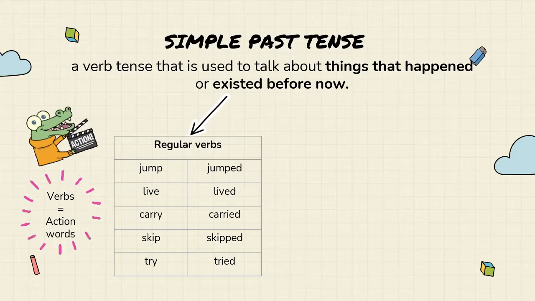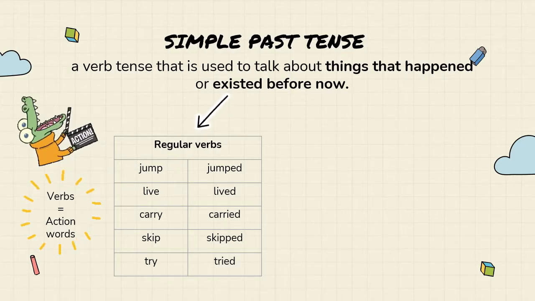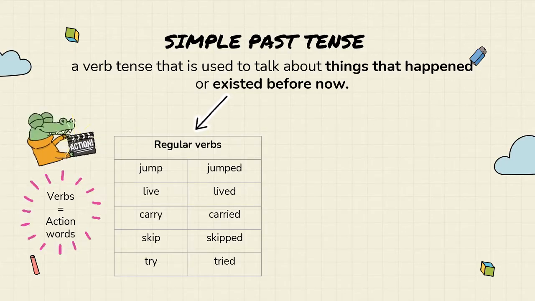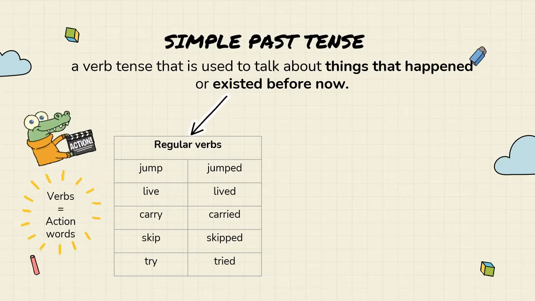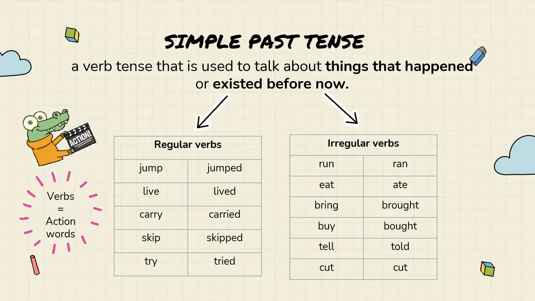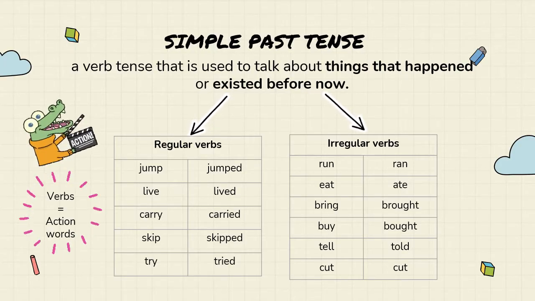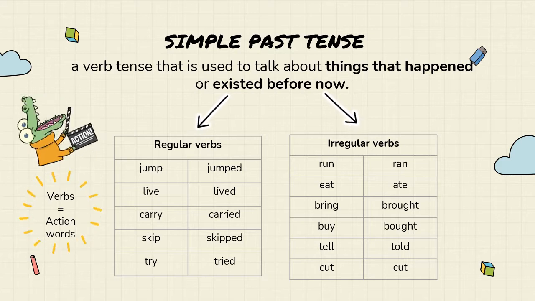Now, we have 2 forms of simple past tense. The first one is regular verbs. Jump, change to jumped. Live, lived. Carry, carried. Skip, skipped. Try, tried. The last one is irregular verbs. Run, ran. Eat, ate. Bring, brought. Buy, bought. Tell, told. Last one, cut is still the same. Cut.